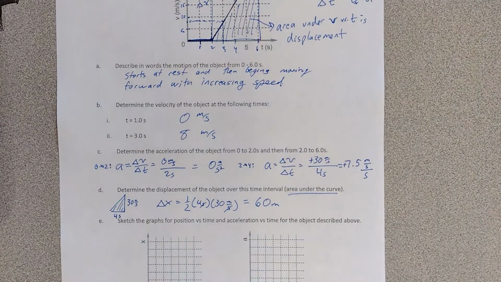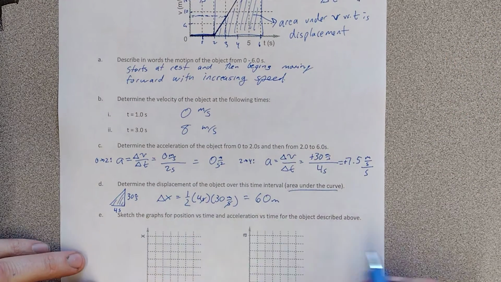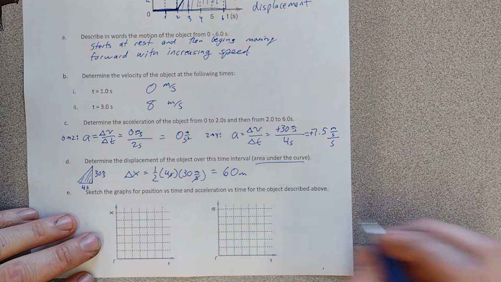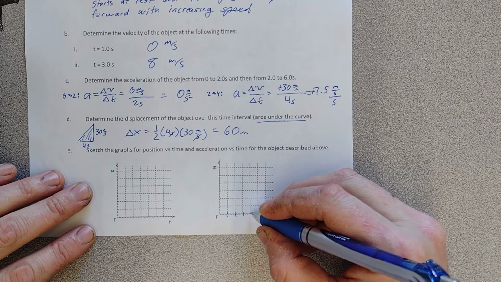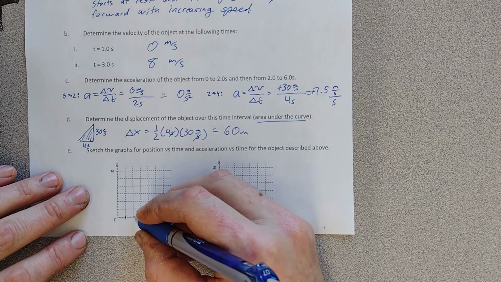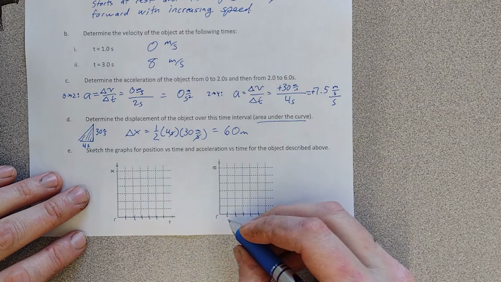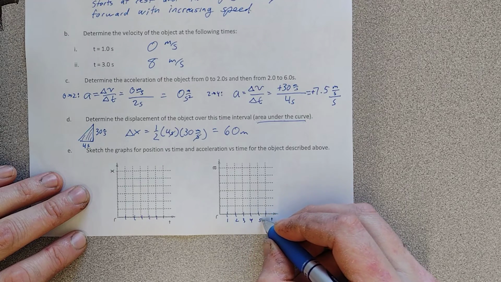Okay? Area under the curve. All right, sketch the graphs for position versus time and acceleration versus time. I'm going to start with the acceleration versus time. 1, 2, 3, 4, 5, 6 on the time axis. 2, 3, 4, 5 on the position. So 1, 2, 3, 4, 5, 6.